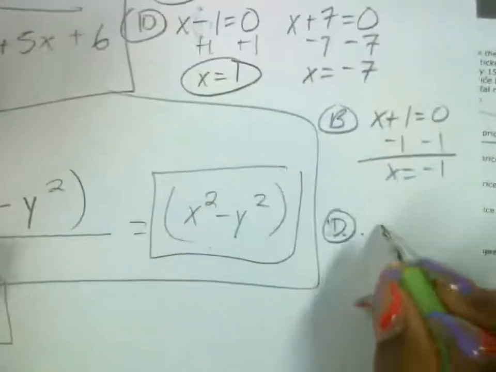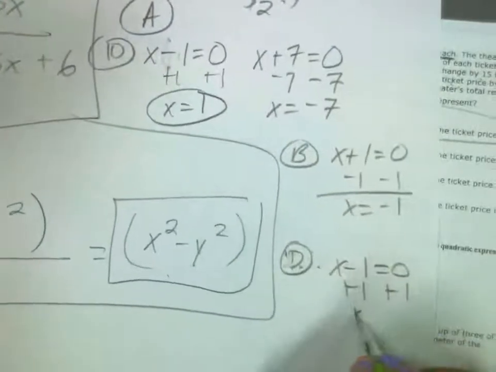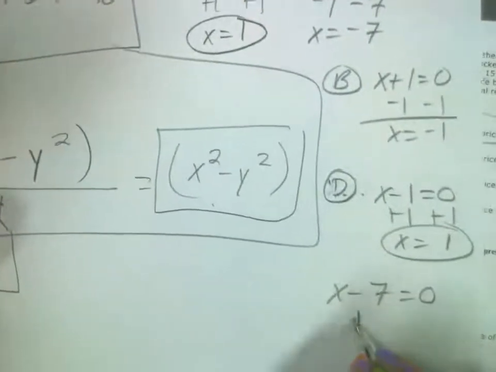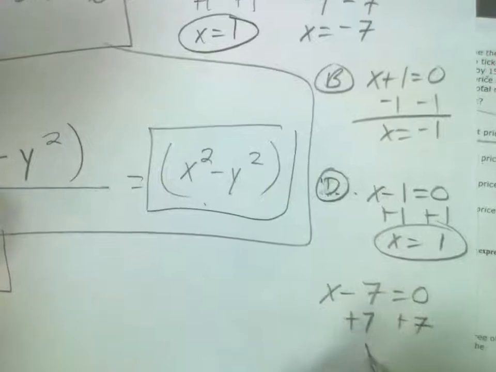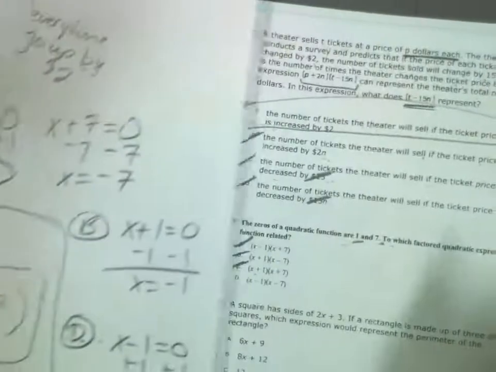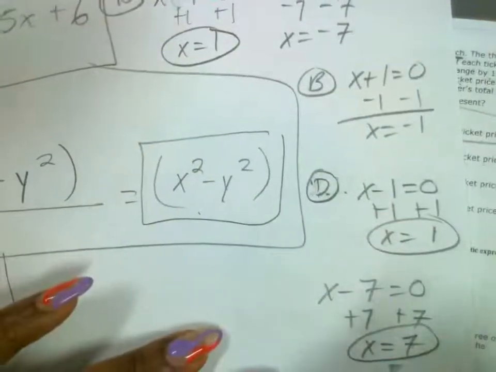So we got D. X minus 1 is equal to 0. That's good because this actually means that X here is equal to 1. So that works out. And then X minus 7 is equal to 0. When I add 7 to both sides, yes, my X value is 7. Both of them are positive, 1 and 7. So D is the best answer. Okay, that's your answer for this one.